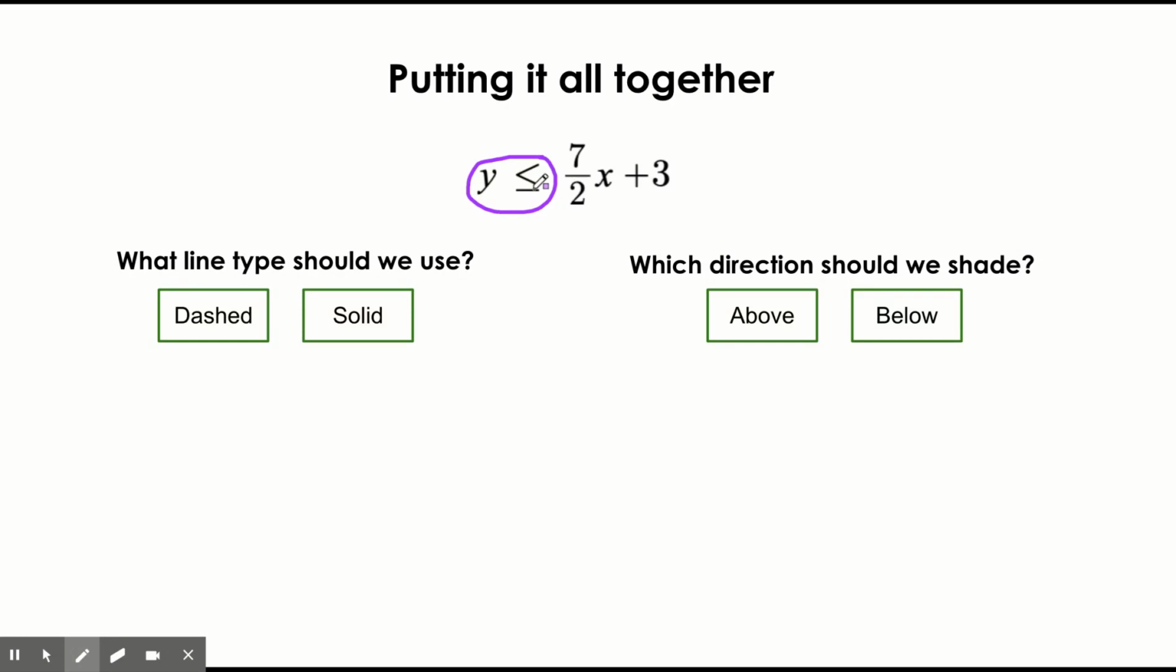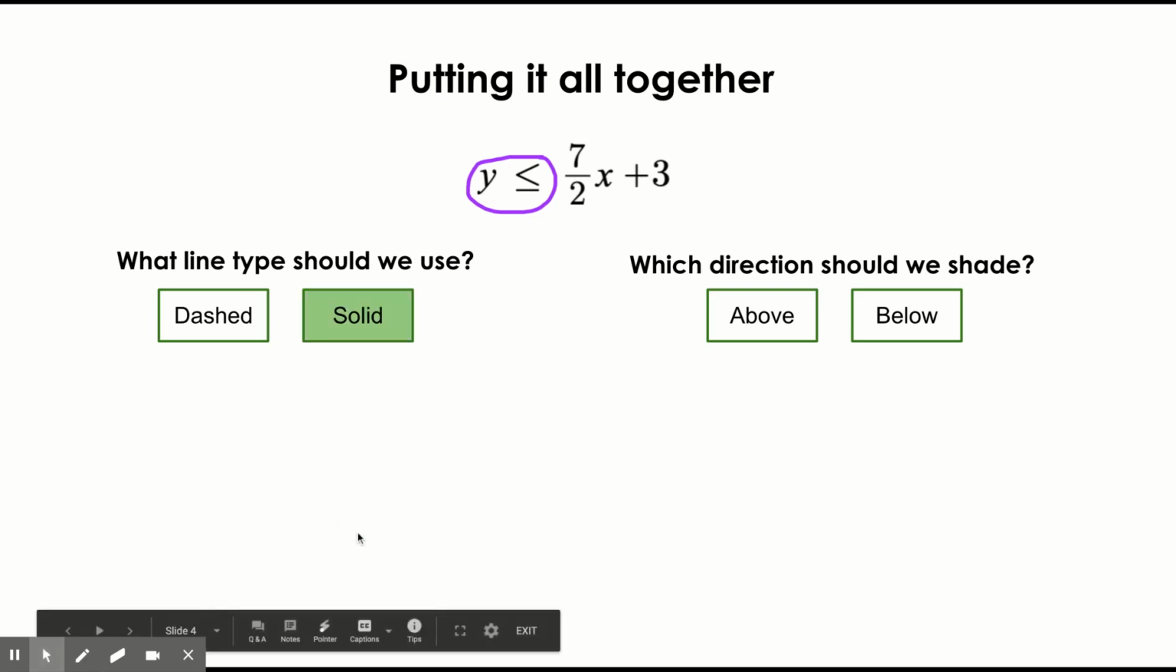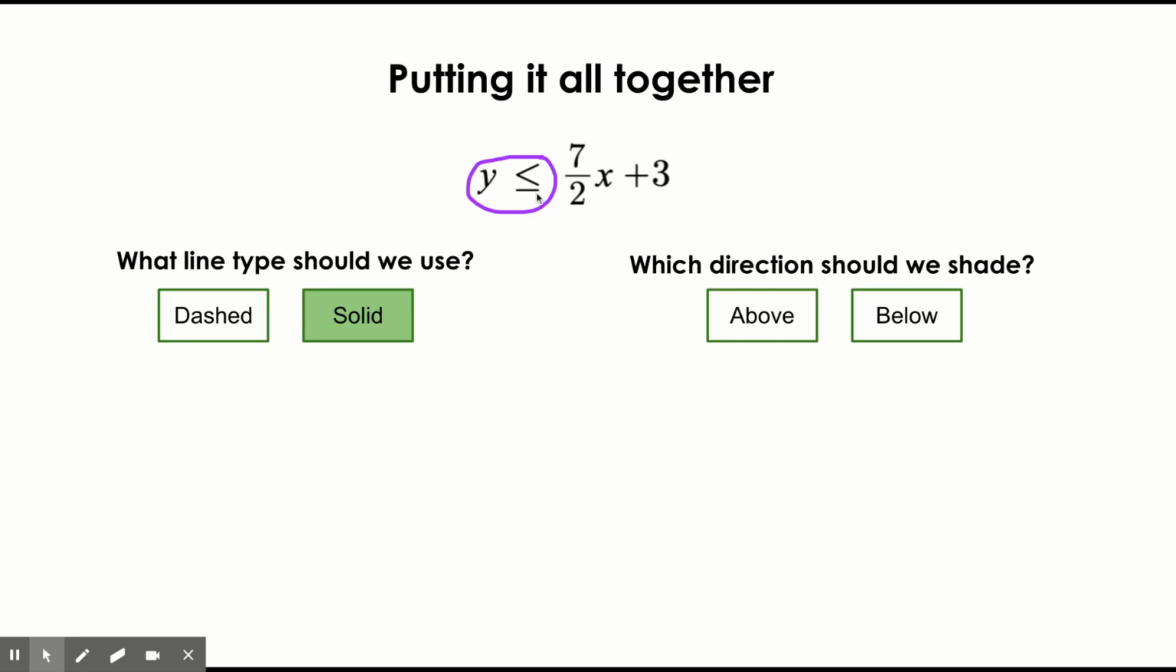So the fact that this is a less than or equal to, the or equal to is what tells us dashed or solid. So in this case, which do we want to use? Well, we're going to use our solid line in this case. And again, that's because of this or equal to piece. Without it, we would have to use a dashed line.